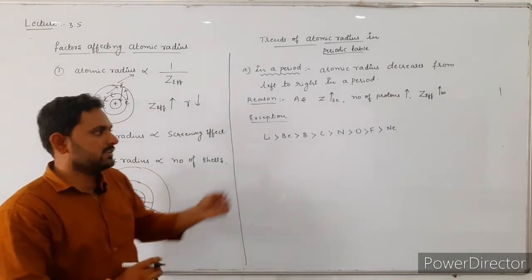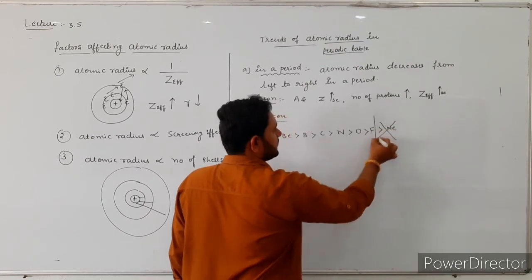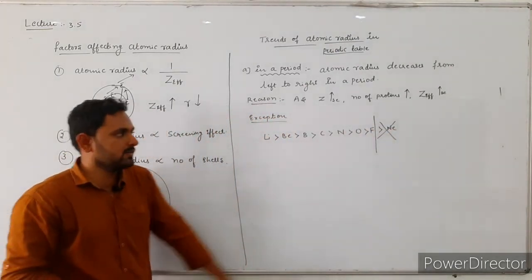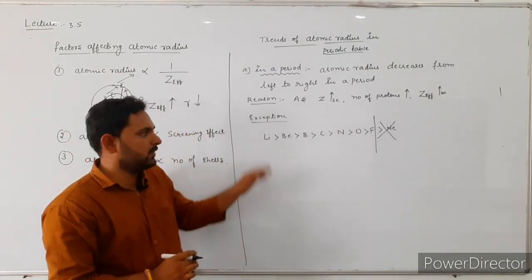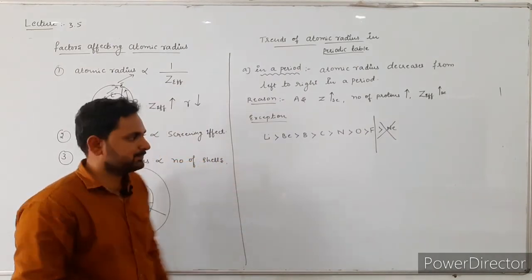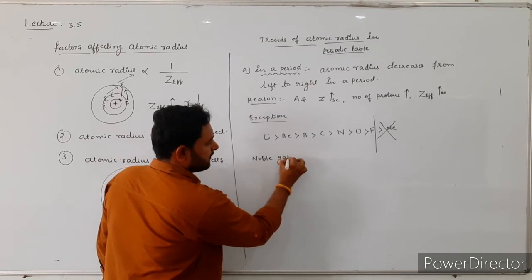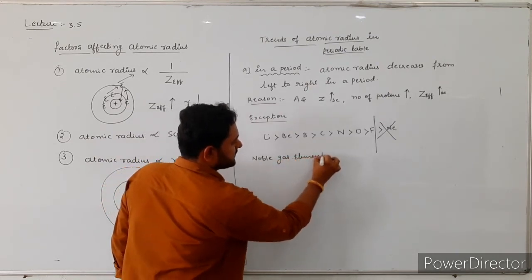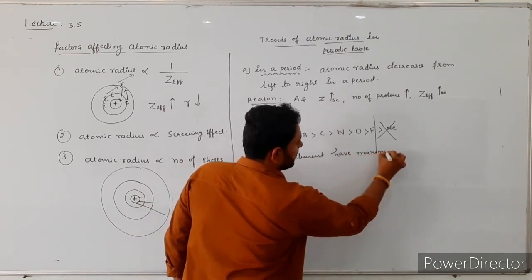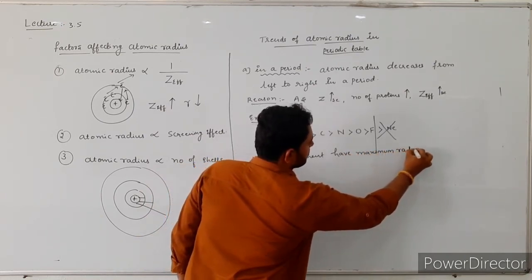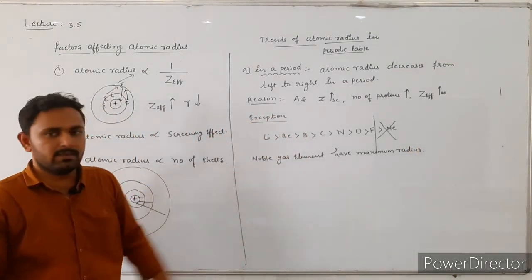But this trend is applicable only up to fluorine. After fluorine it is wrong, it is not applicable. Why? Because the noble gas element has maximum atomic radius as compared to all the elements in the period. Noble gas element have maximum radius. Why do noble gas elements have maximum radius compared to all the elements in the period?